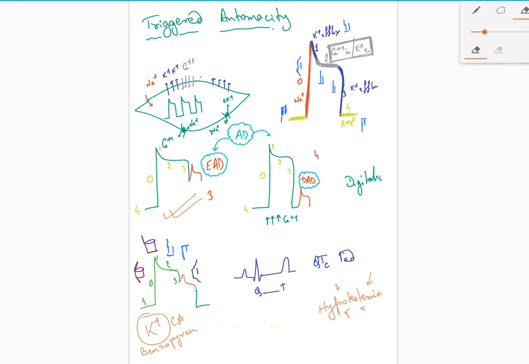Sir, please explain this part once more. Suppose this cell does not have calcium, then can potassium channel opening drugs treat early afterdepolarization?